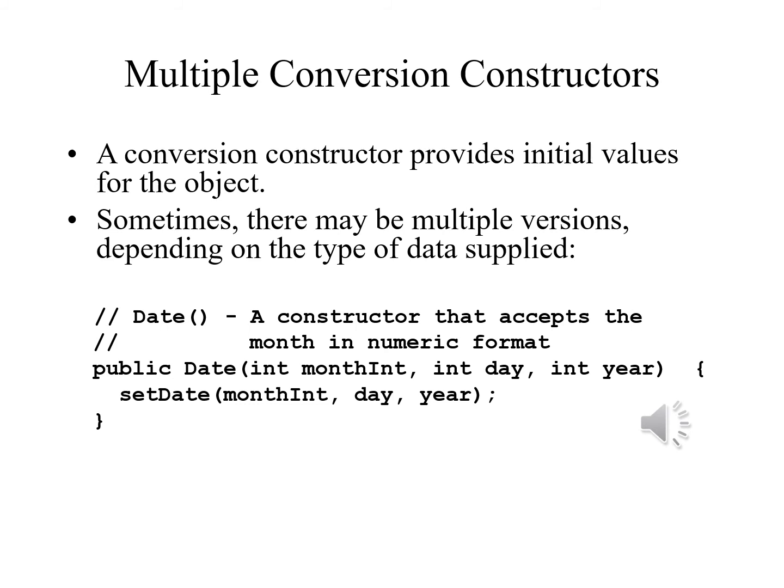A conversion constructor provides initial values for the various properties of the object. We call it a conversion constructor because we are converting this collection of values into one object. Sometimes there may be multiple conversion constructors depending on the type of the data that's supplied. In this case, you'll see here, Date, a constructor that accepts the month in numeric form. Public Date(int month, int day, int year): setDate(month, day, year). In this way, the constructor will call a mutator that will set the values for the date.